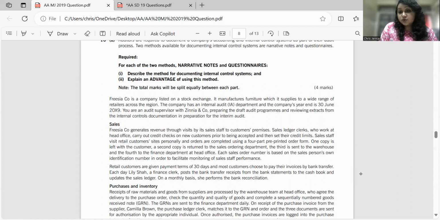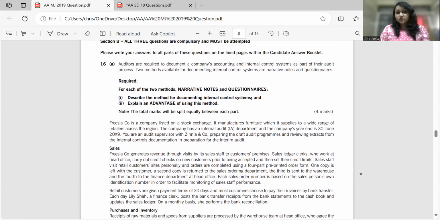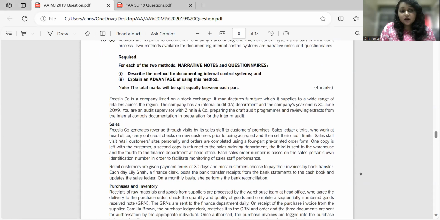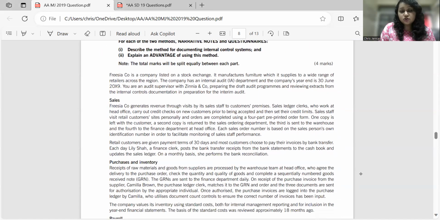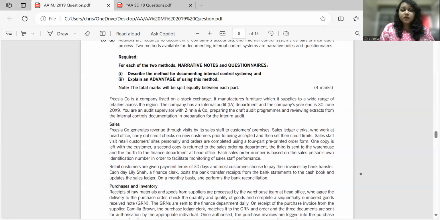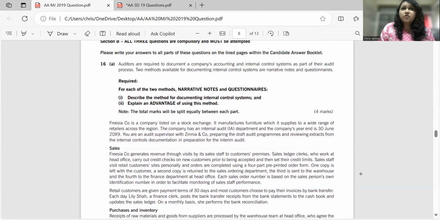What the students tend to do normally, they start the scenario, they read through the scenario completely. So this is an extract of March-June 2019 question paper. This question paper's link has been given in the description. You can go through the question paper. You can even answer that. Practice at least 5 to 6 sessions of mock papers.